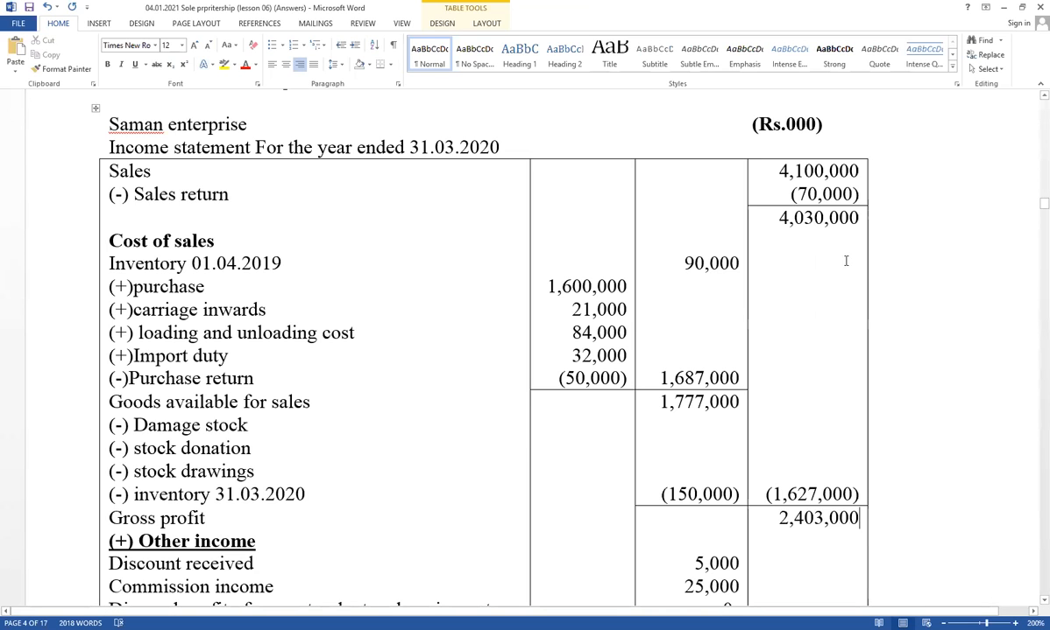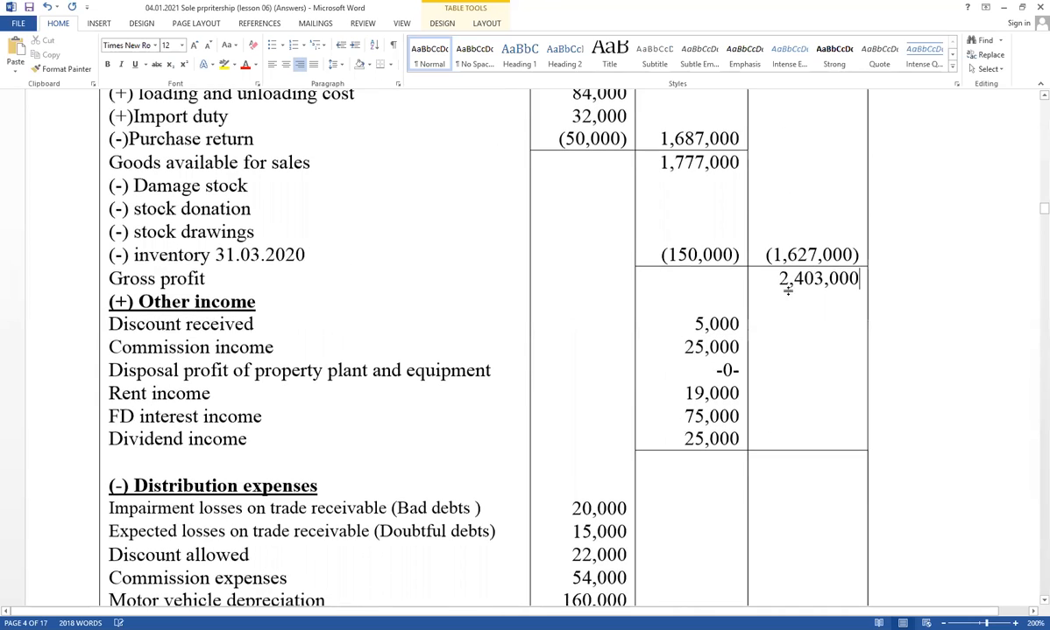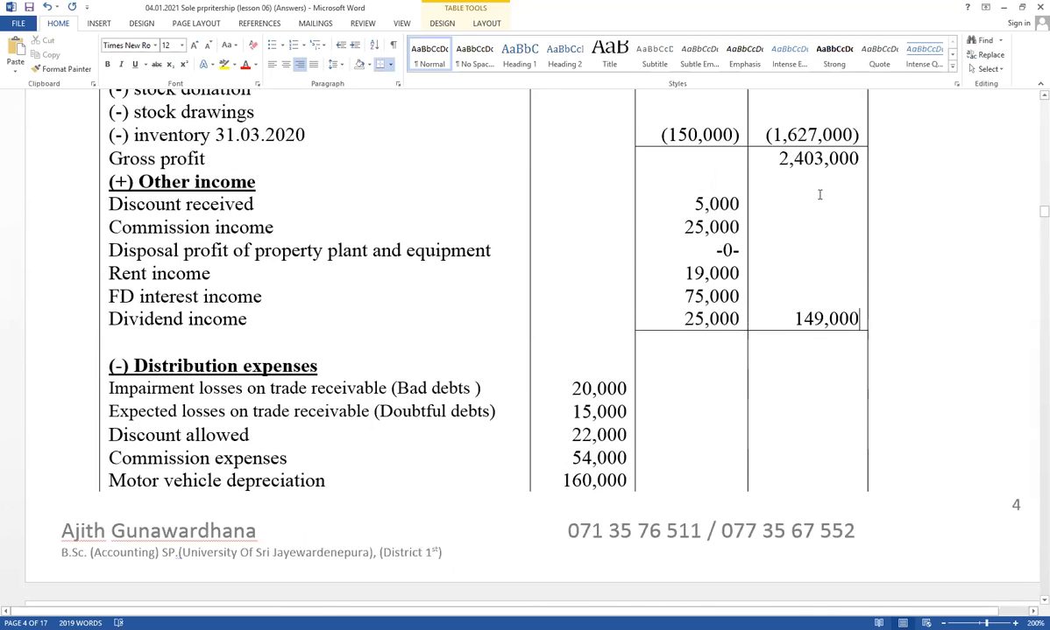Think about how to complete the income statement. Now take the other income total value in the last column. The total value should be included in the last column. It is equal to 149,000. Then gross profit plus other income, take the answer here. This one plus this one. Therefore, gross profit plus other income equals 2,552,000.